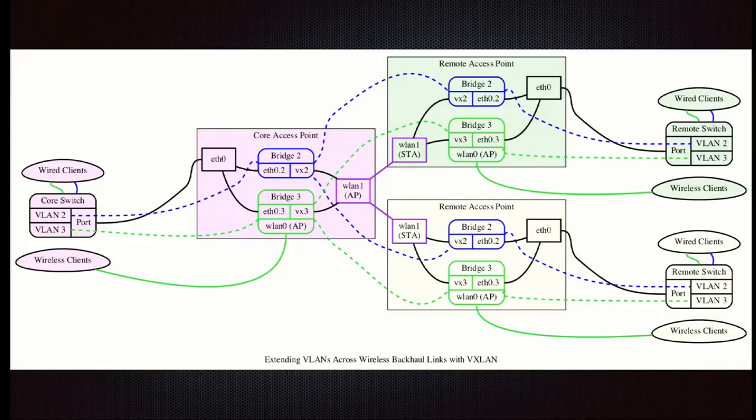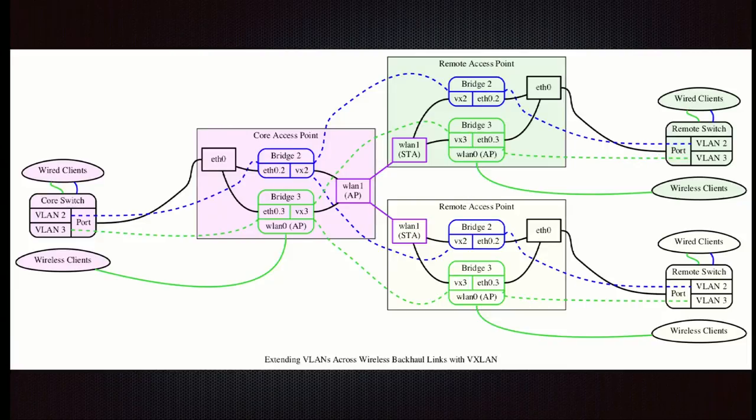But then they've got the remote access points, whose uplink is just wireless. The station's talking to this core access point. And again, they're not in a bridge, not least because it's really hard to add a station to a bridge. But we've got their own Ethernet interfaces with the VLANs and their own VXLANs. So I've got a bridge 2 and a bridge 3 on each one. I can then plug in Ethernet to a remote switch, or wireless clients can connect directly to that access point, and everything goes back to the core on the proper VLAN. Even though we've got this wireless backhaul link in the middle.